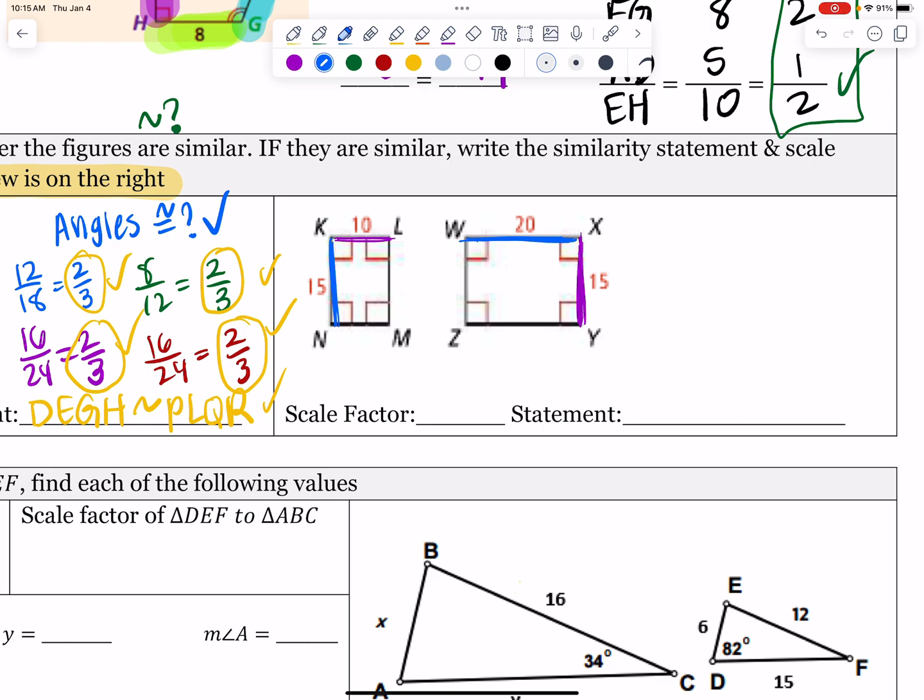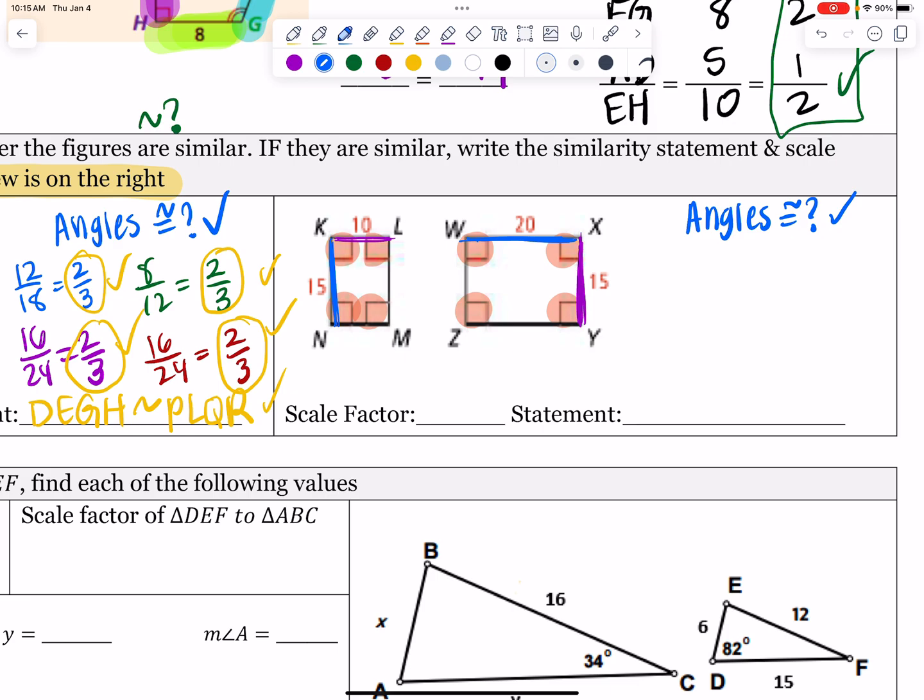And so the first thing I'm going to do is check for my angles. Are the angles congruent? Well, because they're both rectangles, all 4 of these are right angles, and all 4 of these are right angles. So yes, the angles are in fact congruent. So now I get to keep going.